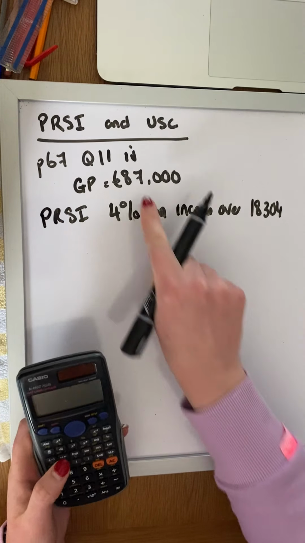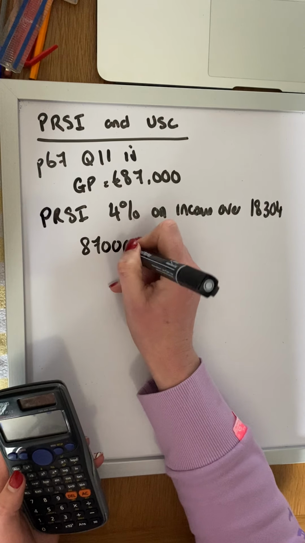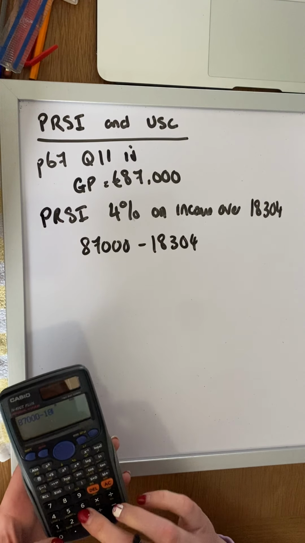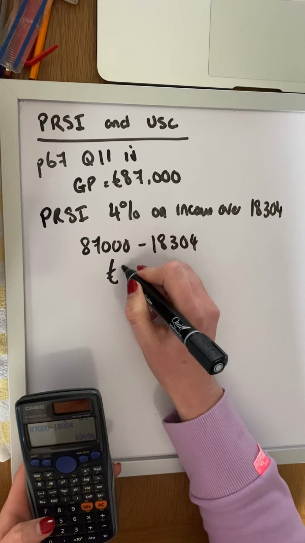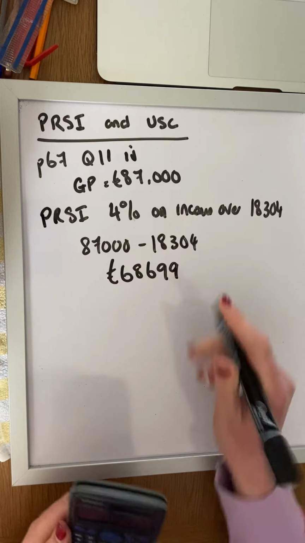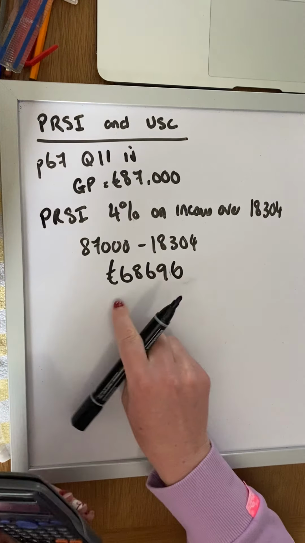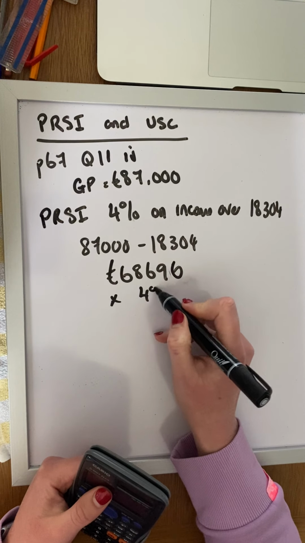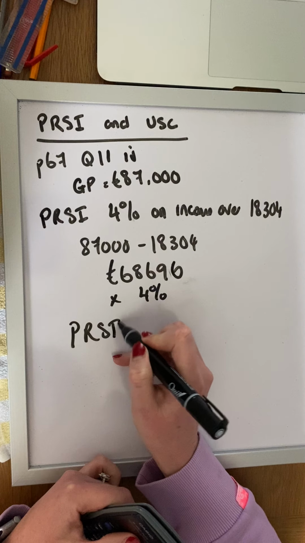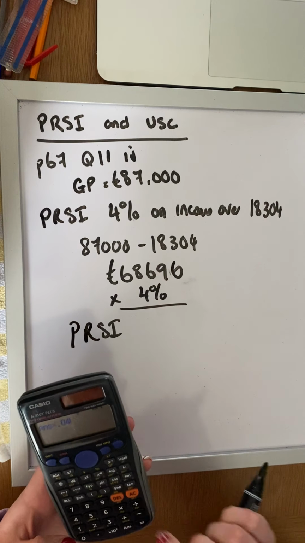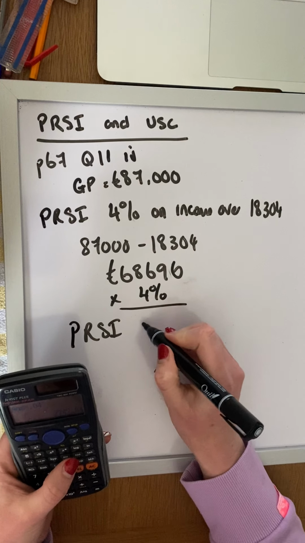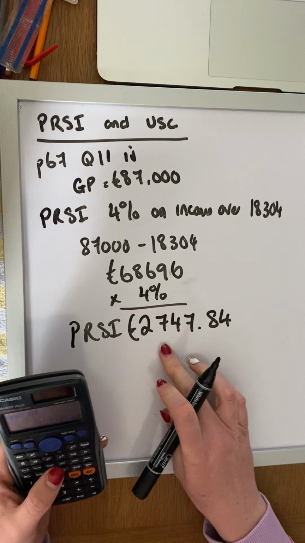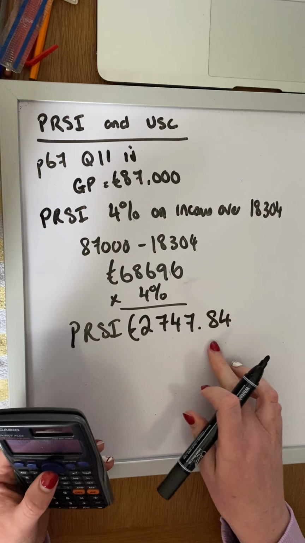So to do that, we subtract the two. 87,000 minus 18,304 gives us 68,696. This amount here is the amount that she has to pay PRSI on. So we simply get 4% of this figure, and her PRSI that she has to pay for the year is €2,747.84. And always make sure that you give your answer correct to the nearest cent.